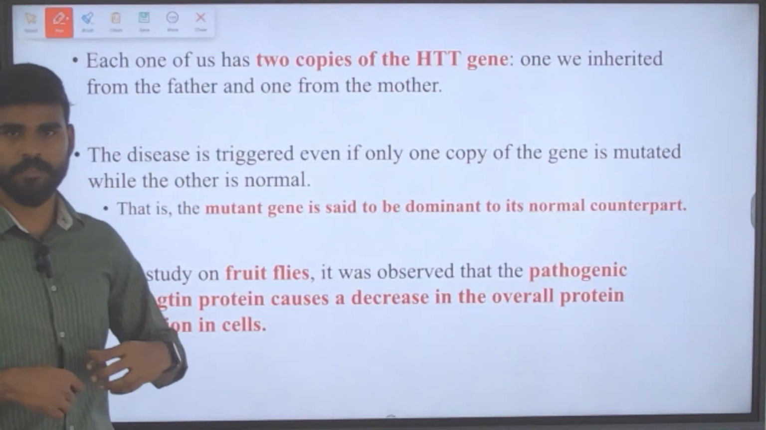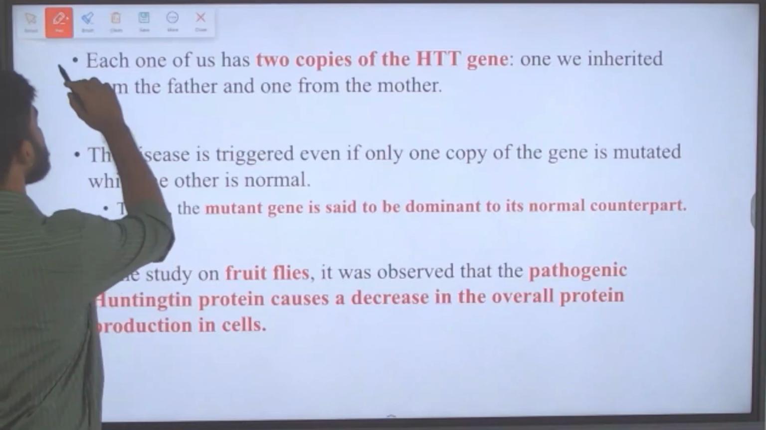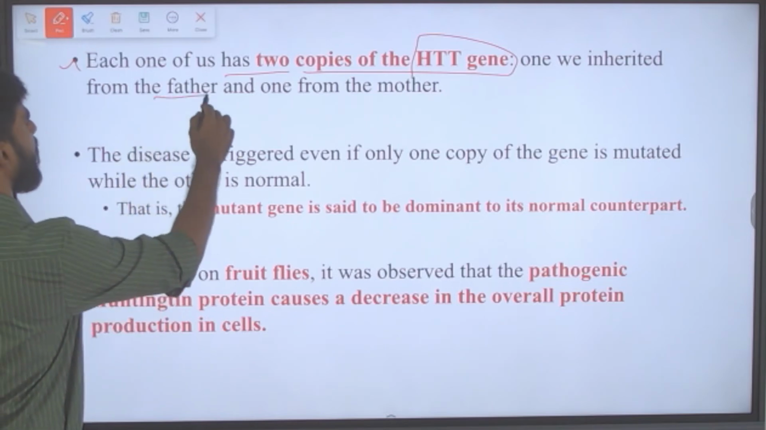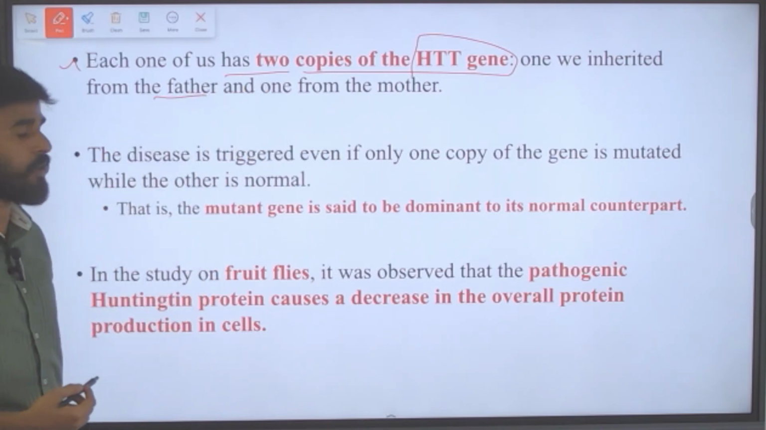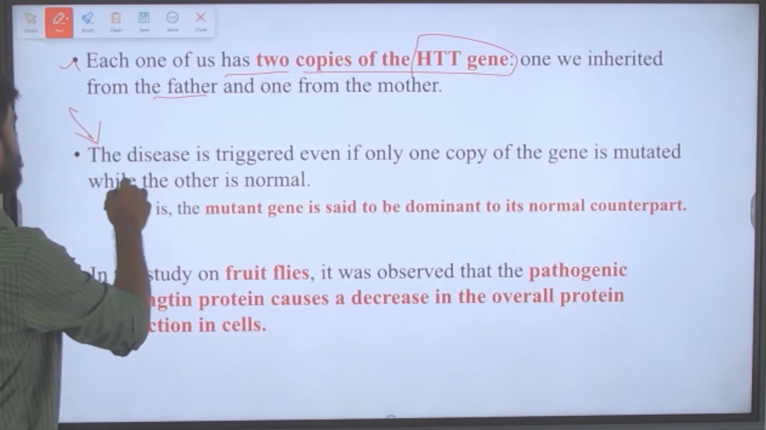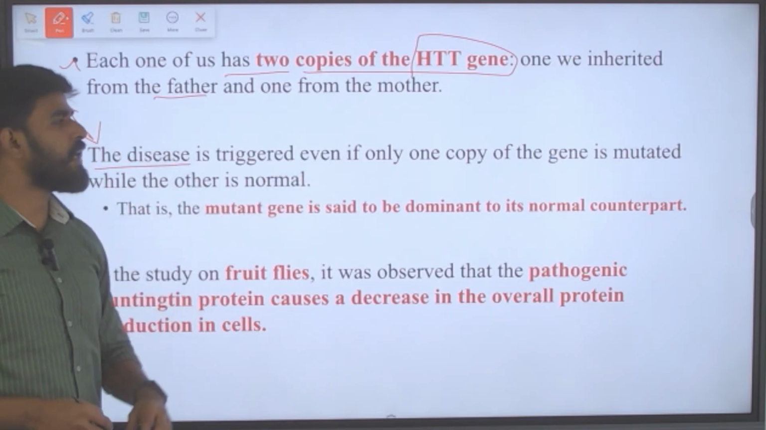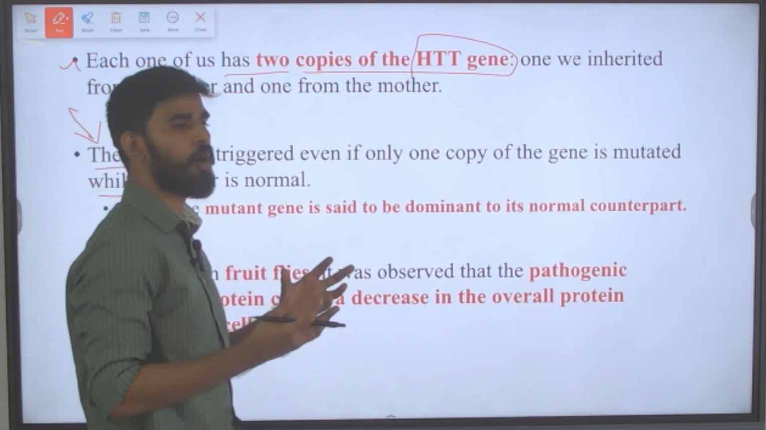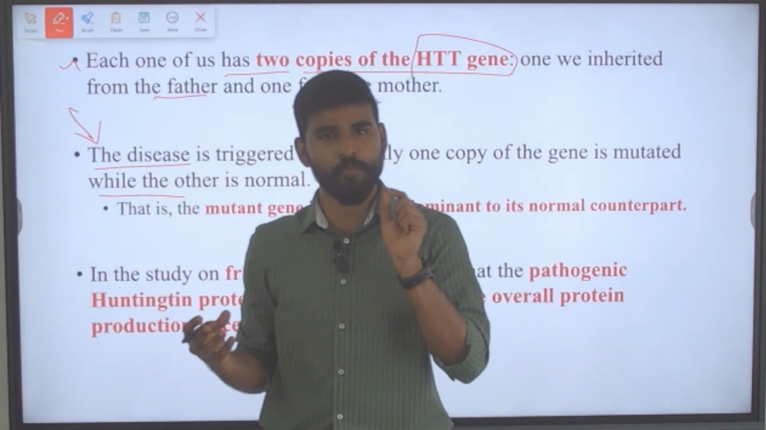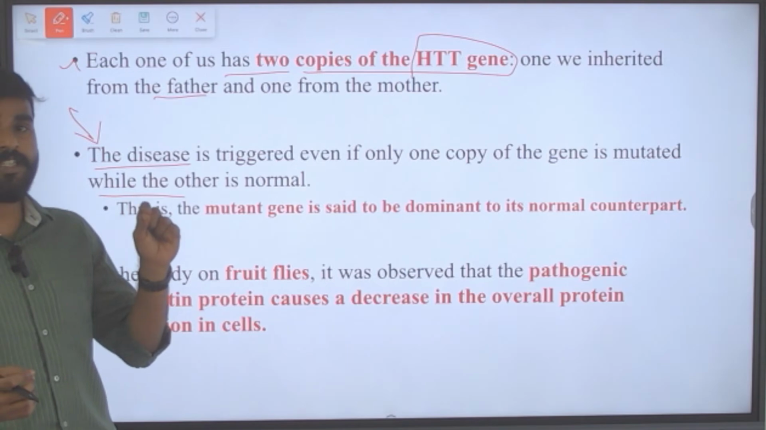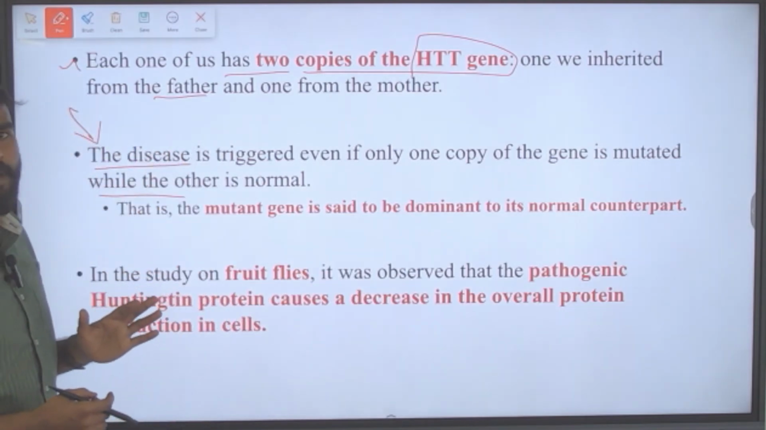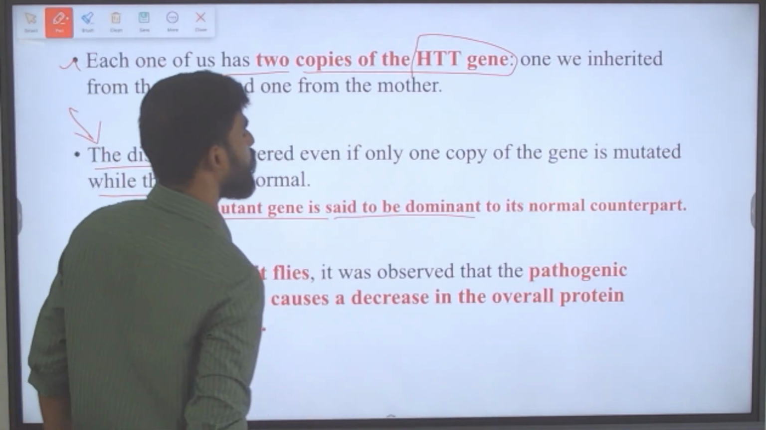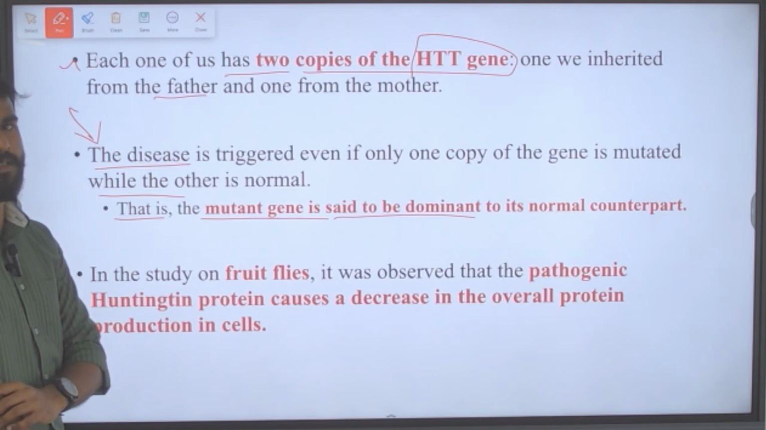Each human body has two copies of the HTT gene. One we inherit from the father, and the other we inherit from the mother. Here we have to understand that the disease is triggered even if only one copy of the gene is mutated while the other is normal. There is no compulsion that both copies of the gene have to be mutated. Even if one copy of the gene is mutated, and it is the dominant gene, then the problem occurs and Huntington's disease happens. So the mutant gene is said to be dominant to its normal counterpart.